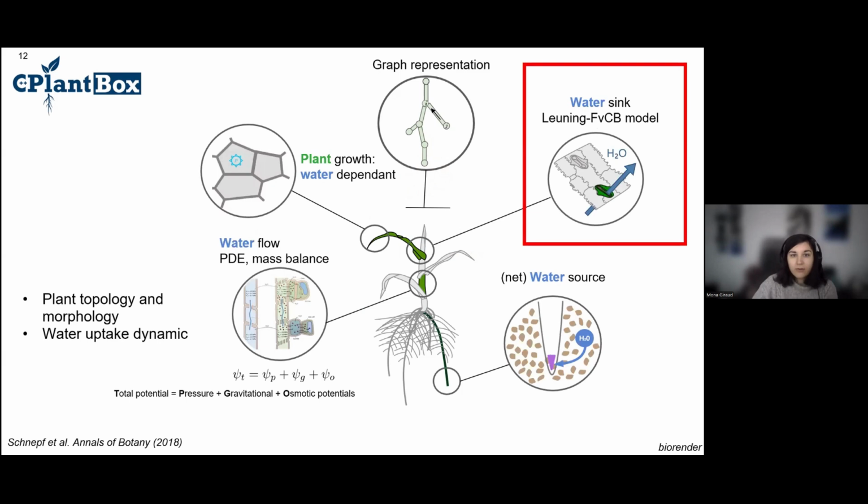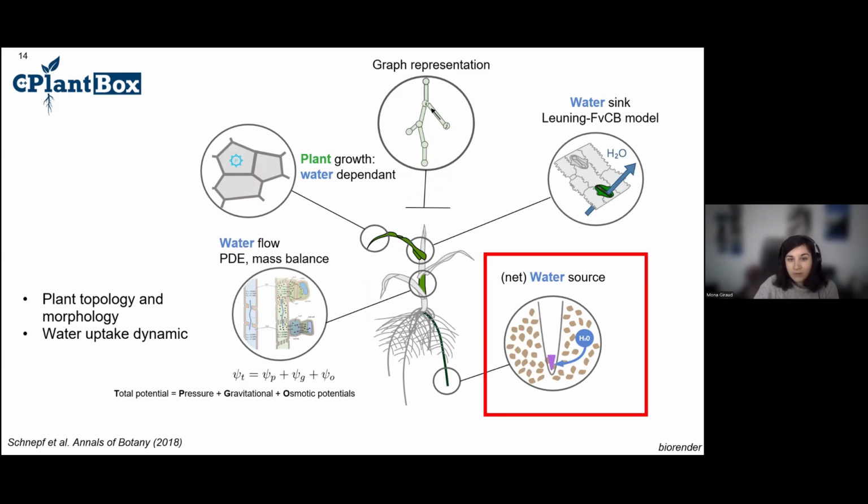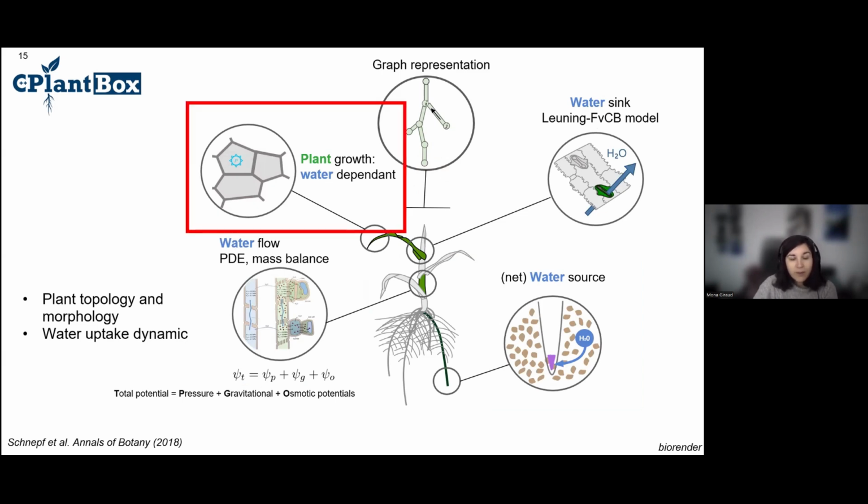So added to this structure, we have a module linked to the plant water flow. We have the loss of water in the leaves via transpiration. This creates a gradient in the plant water potential, and this gradient leads to the flow of water through the plant, and then to the uptake of water in the roots. And we also made the plant growth water dependent. So when the plant water potential is too low, then the growth cannot occur for those specific plant segments.